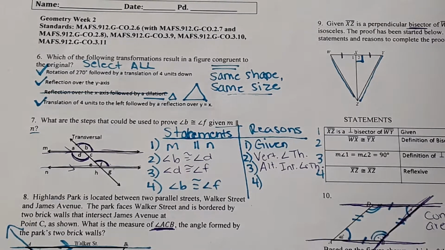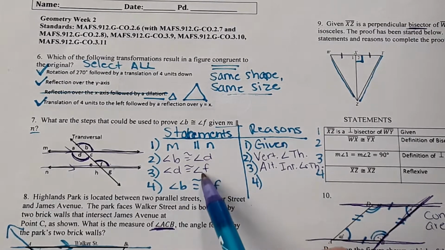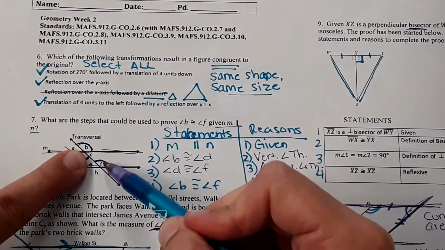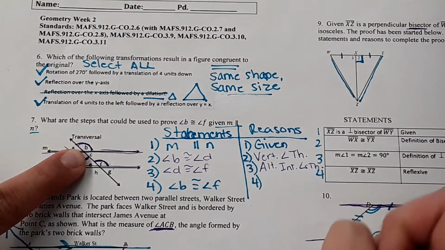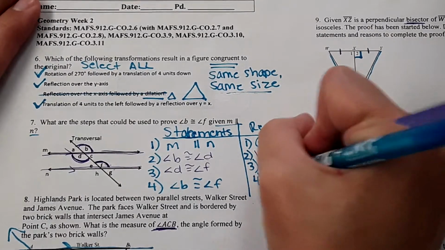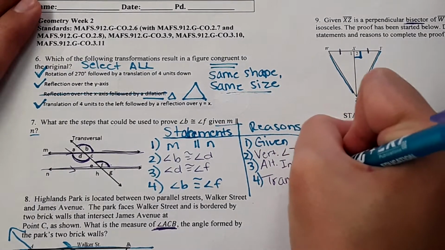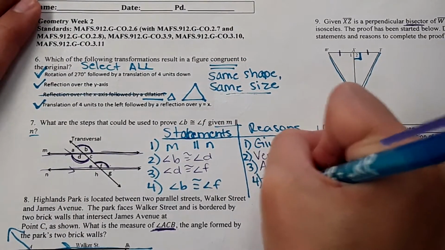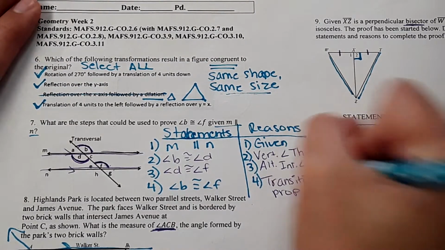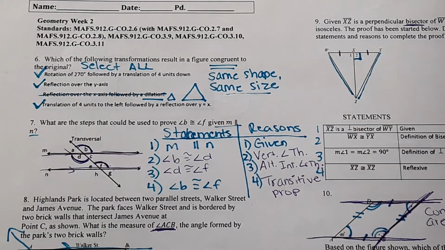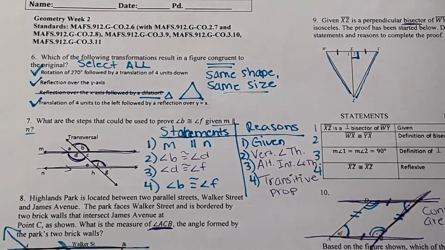Okay, now what? Well, if B is equal to D and D is equal to F, then B must also be equal to F. Do you remember what that's called? It's called the transitive property. I know it's been a while. Transitive property. The example I used when I taught that was if Caitlin's the same height as Leah and Leah's the same height as Giselle, then Caitlin must be the same height as Giselle. That's the concept. So it also applies in geometry as well.